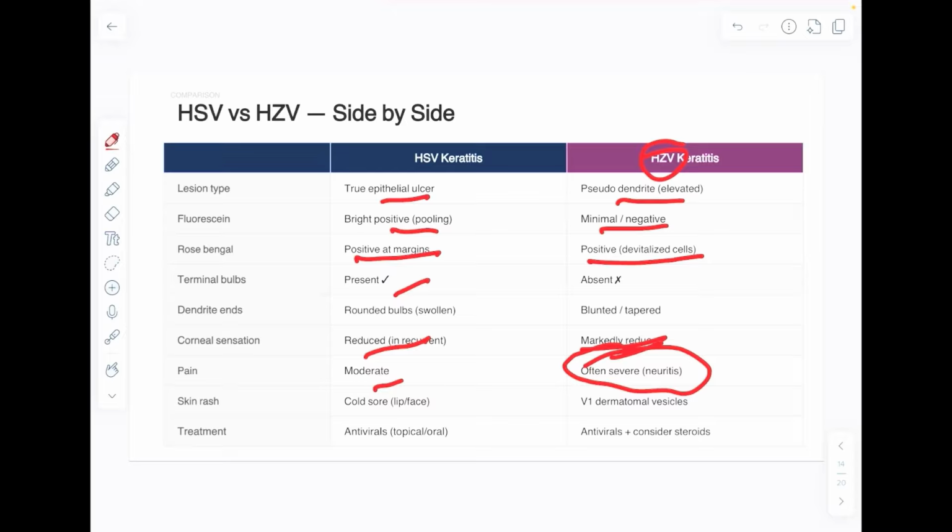Skin rash, not at all in simplex, except sometimes a lip and face cold sore, but it will be there in case of zoster. Treatment is topical or oral antiviral. Here, antiviral plus consider steroids.